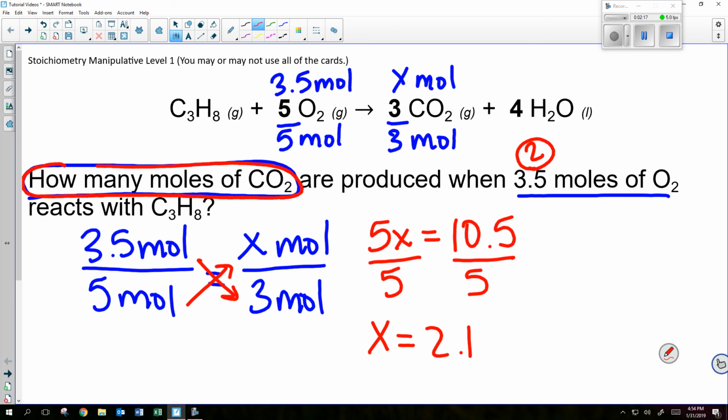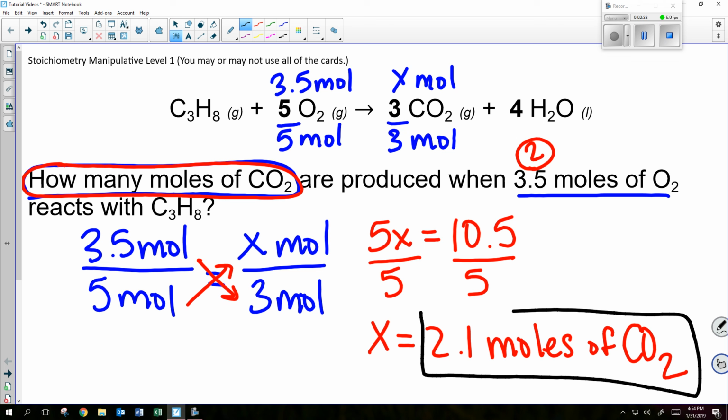So I go back to the original question. My 2.1 represents moles of CO2. So that is my final answer: when 3.5 moles of O2 reacts with C3H8, it produces 2.1 moles of CO2.